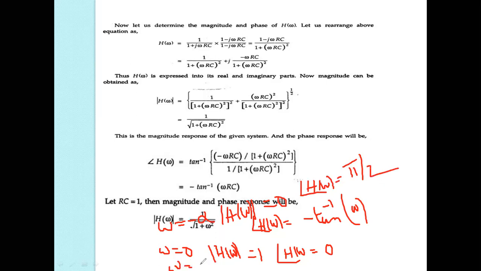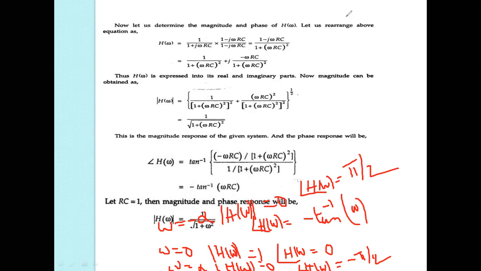Let us see ω equal to infinity. Again the magnitude of H of ω is 0, because here 1 by (1 plus ω) with ω infinite is 0. 1 by infinite is nothing but 0. What is the angle here? The angle of H of ω is equal to, now it is plus infinity, tan inverse infinite is 90 degrees, and with the minus sign, minus pi by 2. So we got, at ω equal to 0, the magnitude is 1 and the angle is 0. And at ω equal to infinity, the magnitude is 0 and the angle is minus pi by 2.